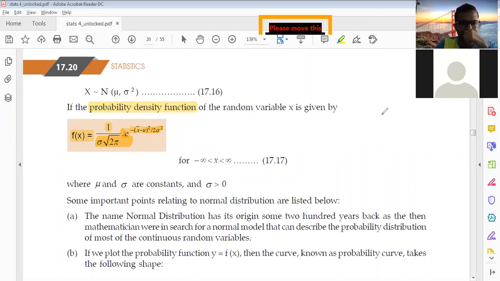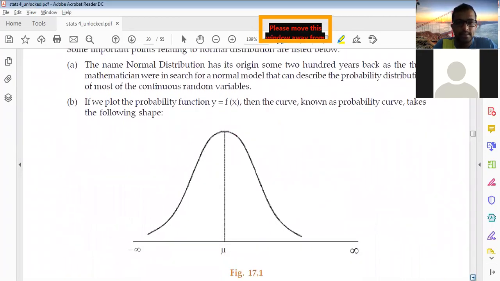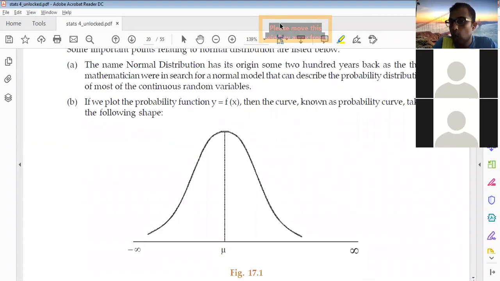Next, let us see what is required here. Sir, we need to look at the curve of normal distribution. Students, this is the normal distribution curve. Again, I repeat, this is the normal distribution curve. I have not used the word standard till now, so don't use it also. This is the curve of the normal distribution.